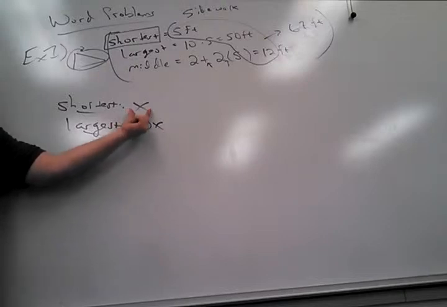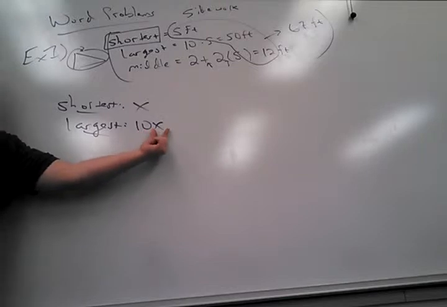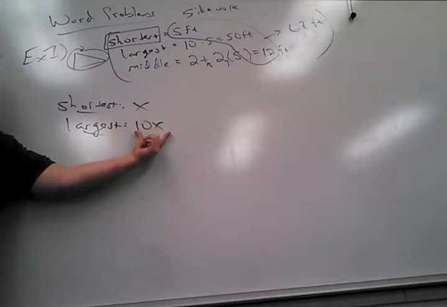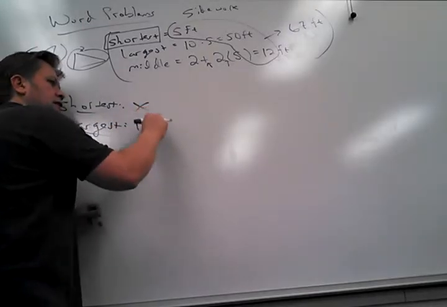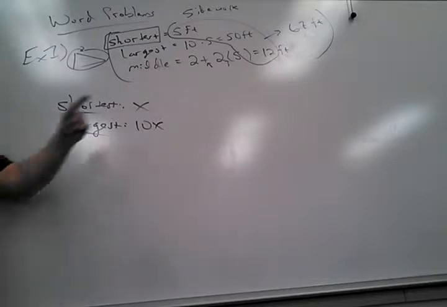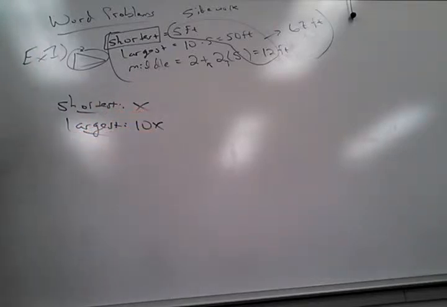So if the shortest was 5, what would this be? 10 times 5? 50. If the shortest was 3, this would be 30, and so forth. You guys with me? So when we write expressions like this, we're capturing a general idea, a general form. The minute I know one, it's like dominoes. I suddenly know all of them. That's why solving for x is so powerful. Once I know x, I know them all. I just have to plug that value in, right?